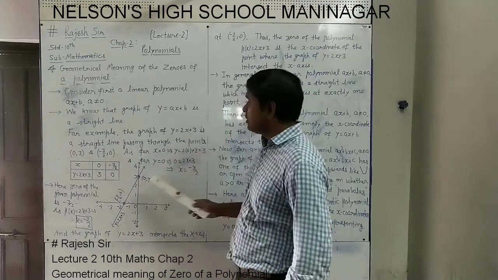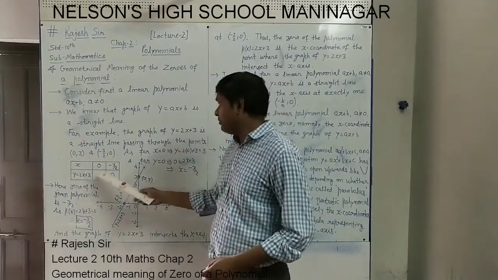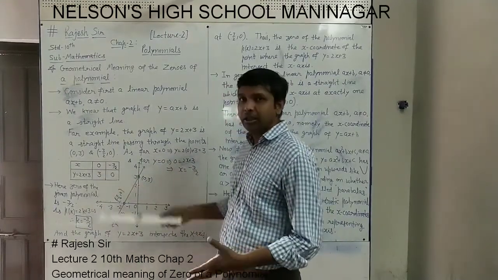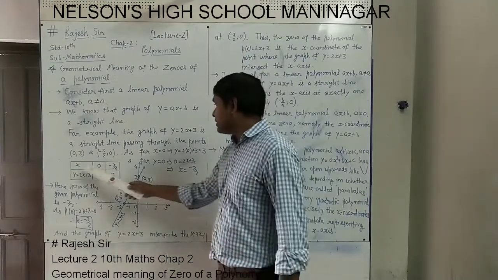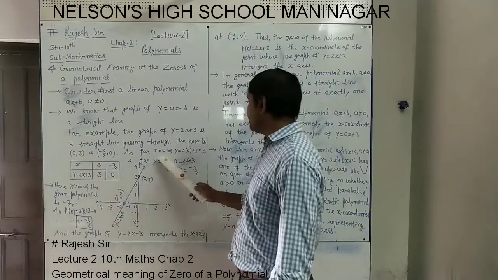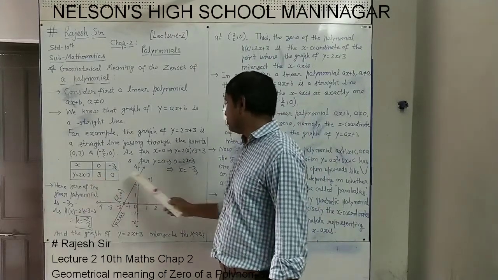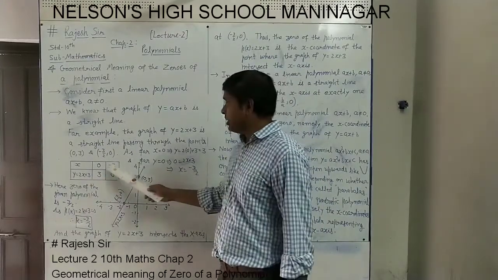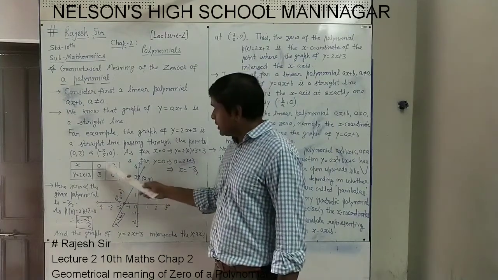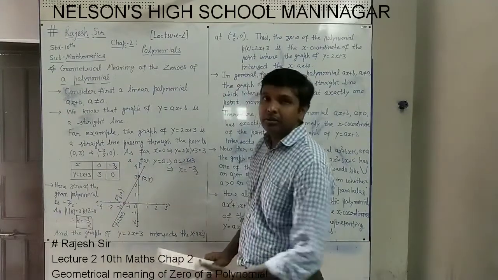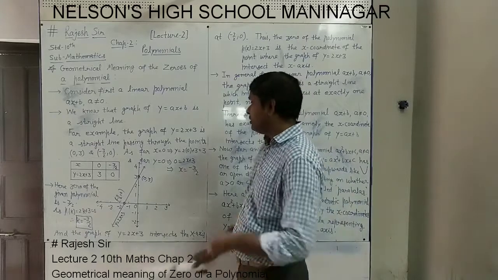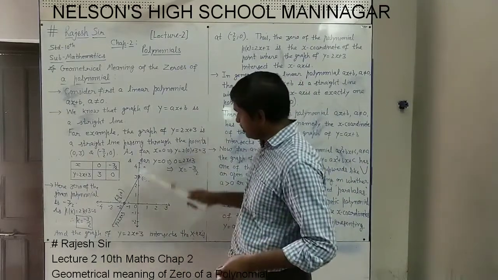These two pairs of values of x and y, we will place in brackets in a table. When x equal to 0, y equal to 3 we got here. And when y equal to 0, x equal to minus 3 by 2 we got. Now using these two pairs of coordinates, we will plot those points on the graph.